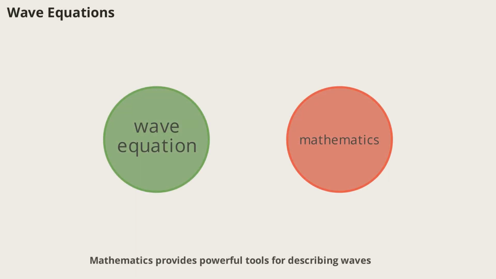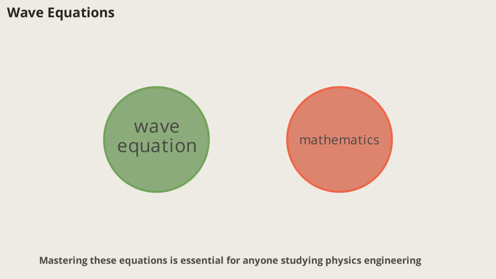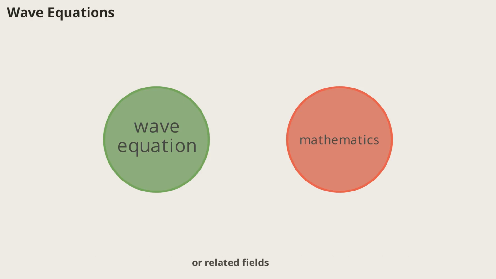Mathematics provides powerful tools for describing waves. The wave equation relates wave speed, frequency, and wavelength, allowing scientists to predict how waves will behave in different situations. Mastering these equations is essential for anyone studying physics, engineering, or related fields.